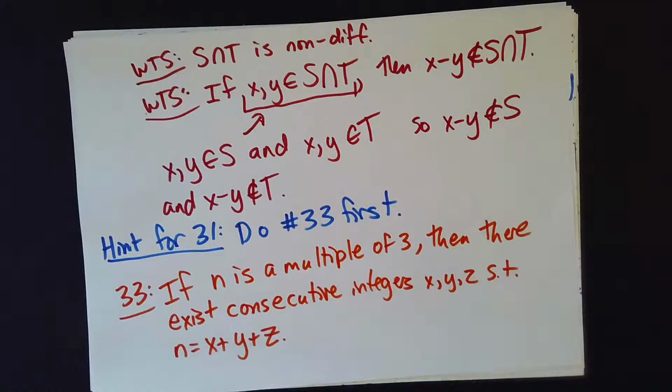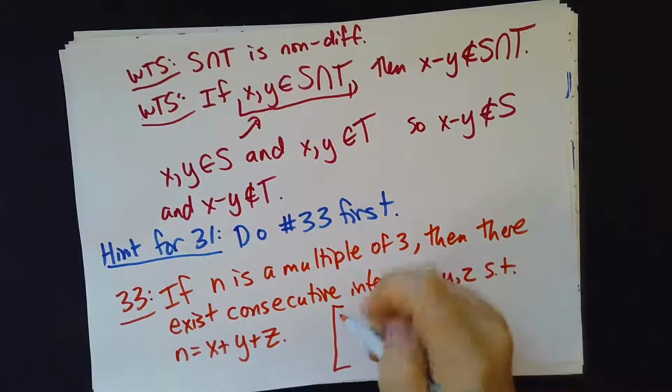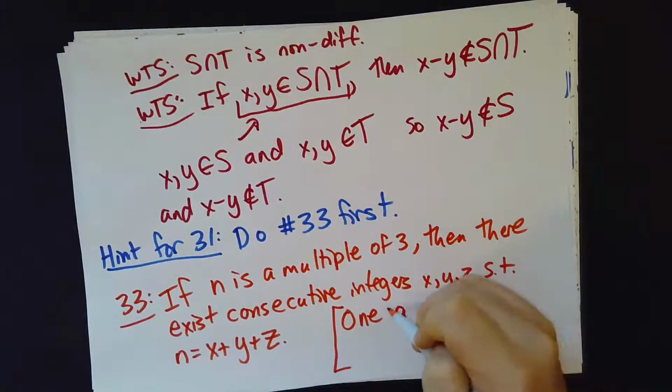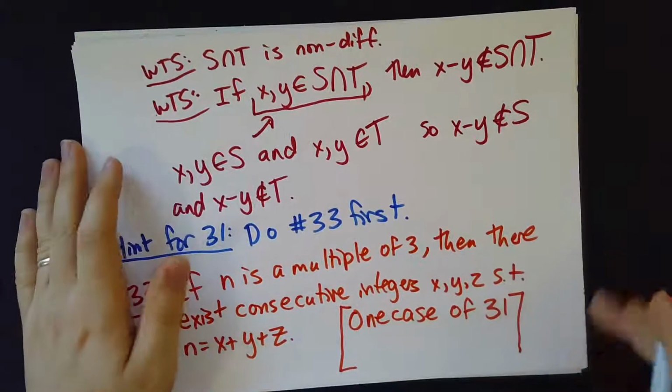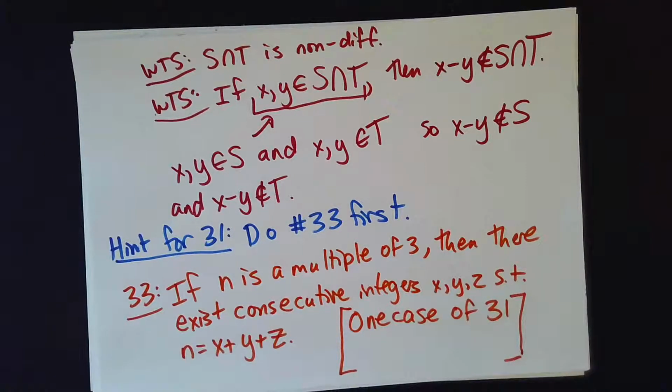But note, consecutive integers are definitely distinct. So effectively, this is one case of 31. And so then you have to figure out how to modify this one case of 31 to handle numbers that aren't multiples of 3. And so you might correctly guess that there's going to be 3 cases: the numbers that are multiples of 3, then the numbers that are 1 more than a multiple of 3, and then the numbers that are 2 more than a multiple of 3. At least that's how I would go about it.